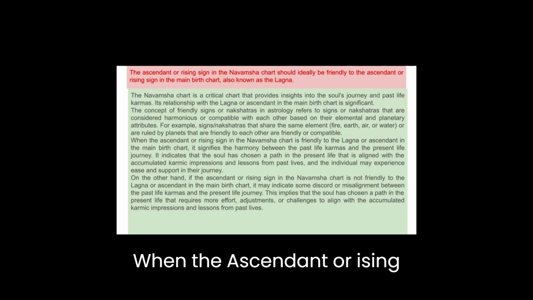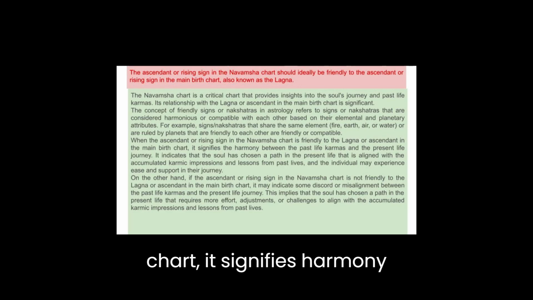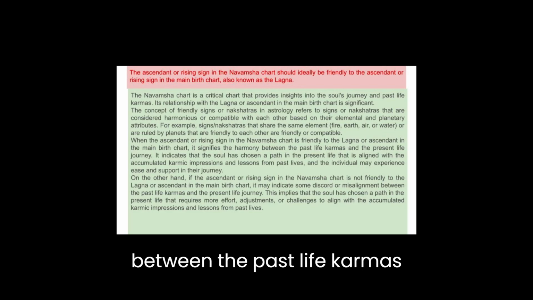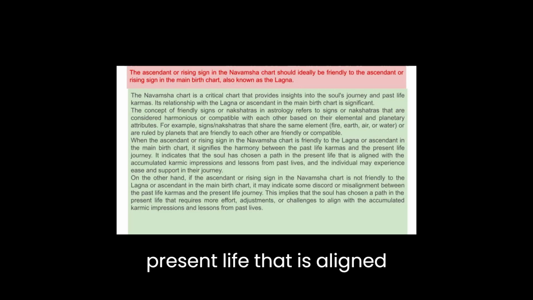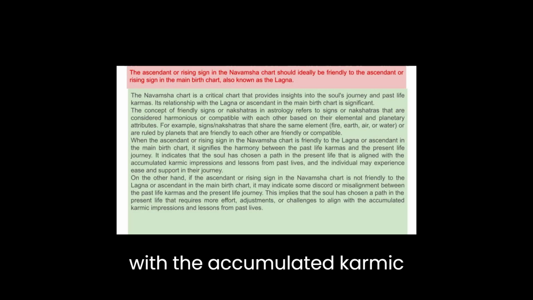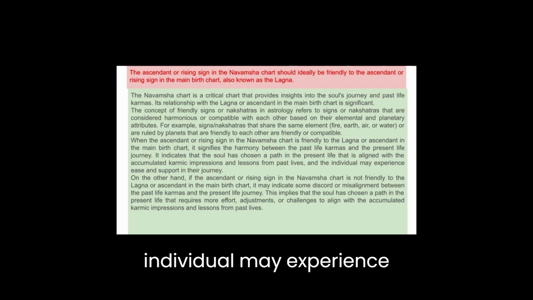When the ascendant or rising sign in the Navamsha chart is friendly to the Lagna or ascendant in the main birth chart, it signifies the harmony between the past life karmas and the present life journey. It indicates that the soul has chosen a path in the present life that is aligned with the accumulated karmic impressions and lessons from past lives, and the individual may experience ease and support in their journey.